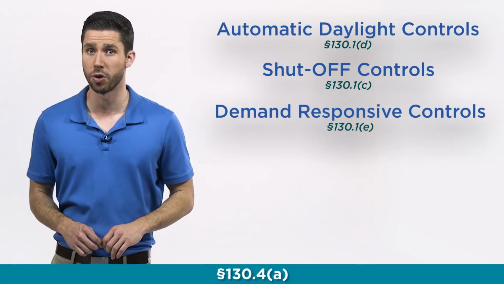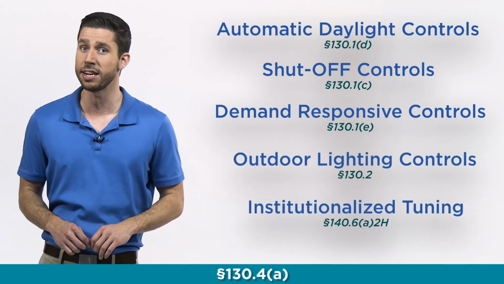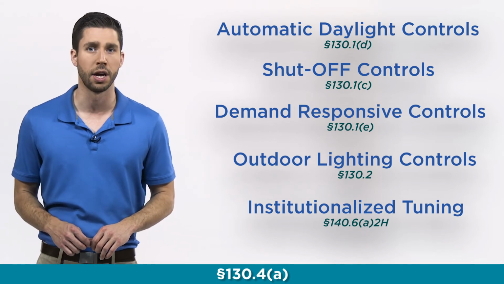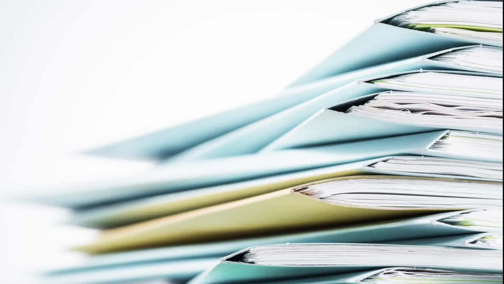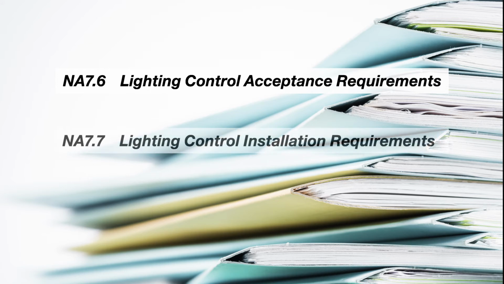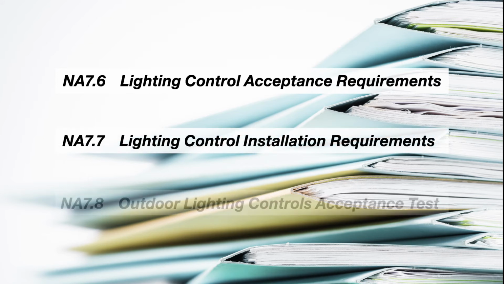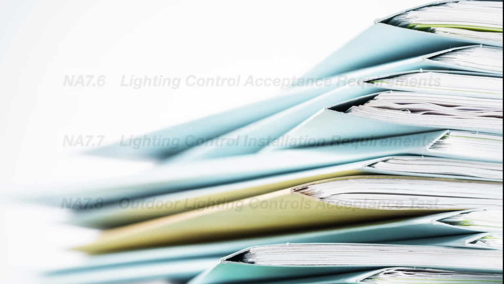The energy standards require that automatic daylight controls, shut-off controls, demand-responsive controls, outdoor lighting controls, and projects that add lighting controls be tested in accordance with the acceptance testing procedures in the 2016 non-residential reference appendices. Non-residential appendices NA 7.6 for indoor acceptance tests, NA 7.7 for institutional tuning tests, and NA 7.8 for outdoor tests specify the procedures for inspection and functional performance testing to be performed by the Certified Lighting Controls Acceptance Test Technician.